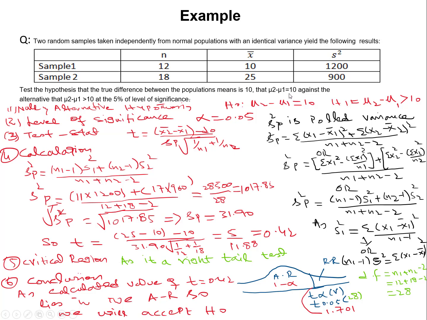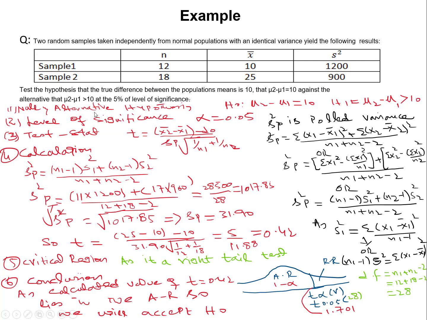You need to remember that if they do not give you the alternative, it should be not equal to, and you will use a two-tailed test. But here they already indicate that they are sure the difference will be more than 10. So now we will use a right-tail test at the 5% level of significance.